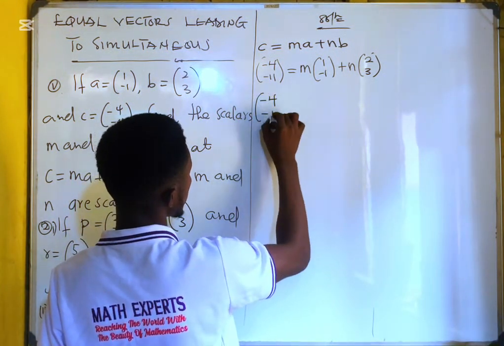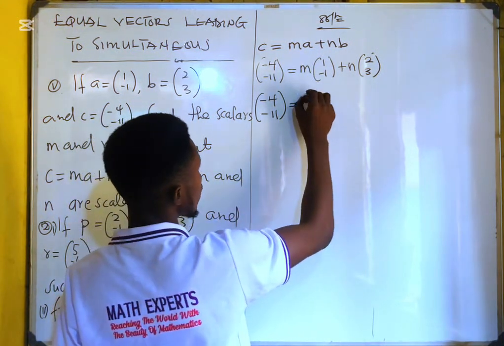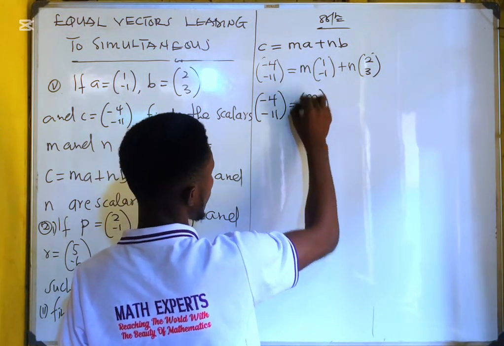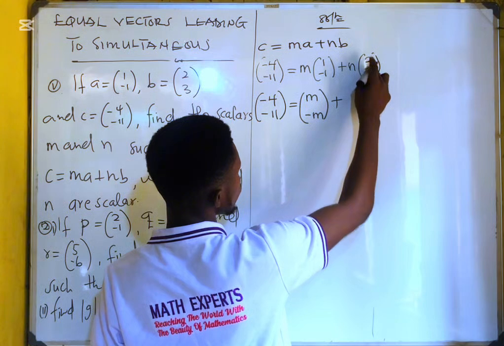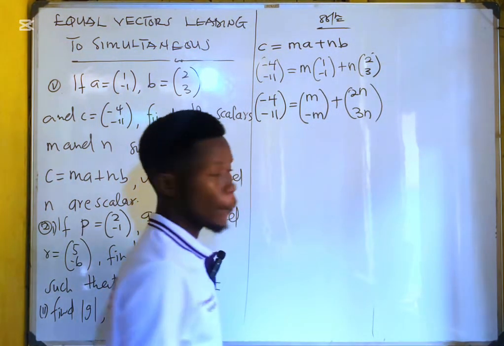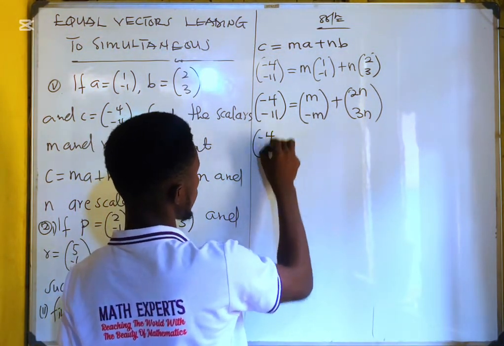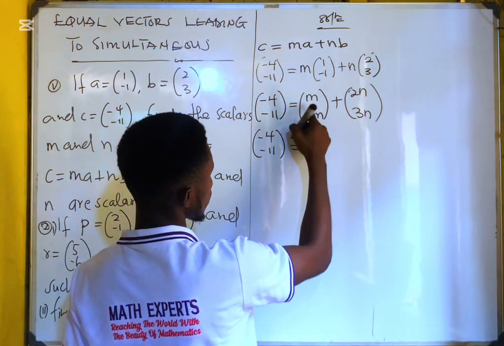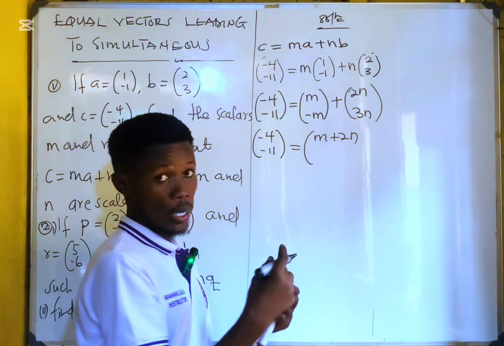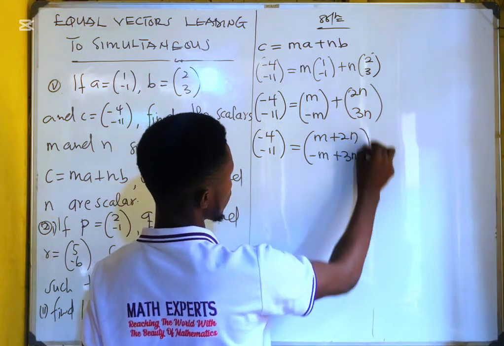Now this is a scalar, so it will multiply the components. So m times 1 is m. M times negative 1 will be negative m. N times 2 will be 2n. N times 3 will be 3n. Now, let's add these two. So here I'm going to have (-4, -11) equals (m plus 2n, negative m plus 3n). You can't combine them because they are not like terms.